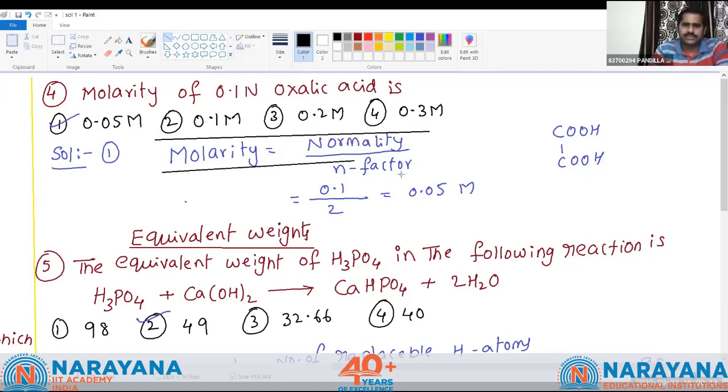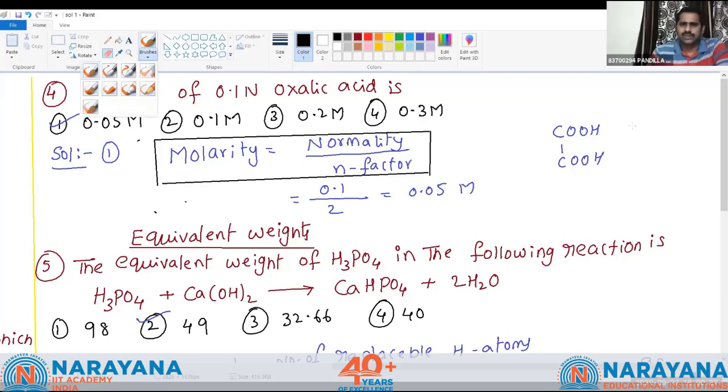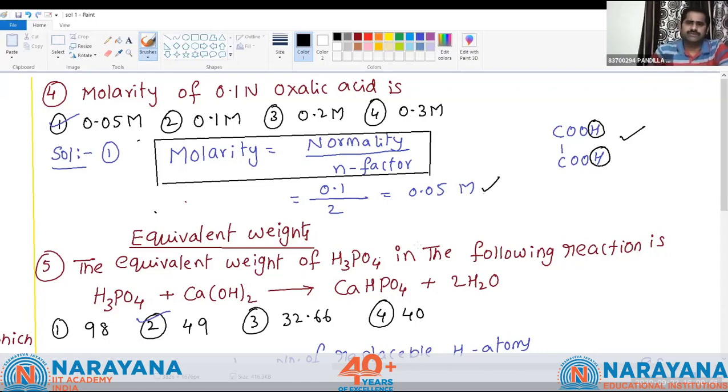Okay, students, please observe here. This is the question, everyone. In the problem, they have given a normality. What is the normality given in the problem? 0.1 normality is given. Now, n factor is 2. Why n factor 2? Please observe. The oxalic acid formula is COOH and COOH. In this, 2 hydrogens can be replaced. So that's why the n factor is 2. The given normality is divided by 2. That's why we got 0.05 molarity.